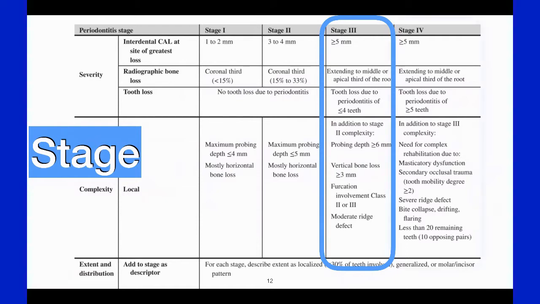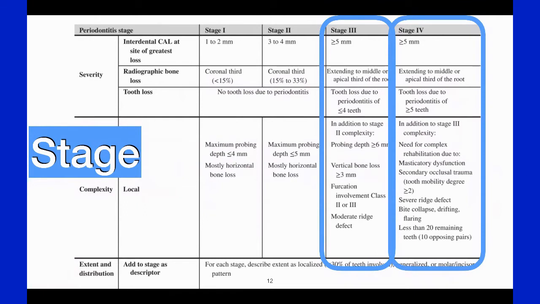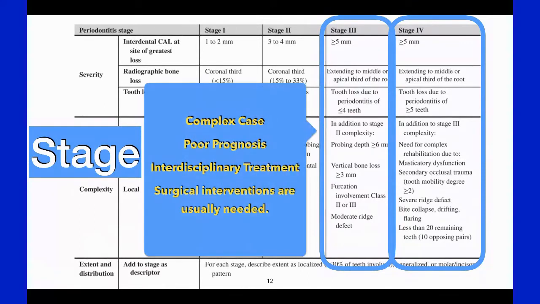In stage 4, we have increased severity and complexity compared to the previous stage, with tooth loss of more than 5 teeth. We can find masticatory dysfunction, which usually requires complex multidisciplinary treatment beyond the periodontal treatment. All these aspects make the treatment at this stage very complex, and surgical interventions are usually needed.